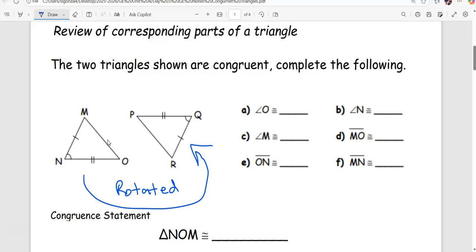What do y'all think? I see it in your hand. It's green. What? Don't do that. What does O match with? I want you to think about that.